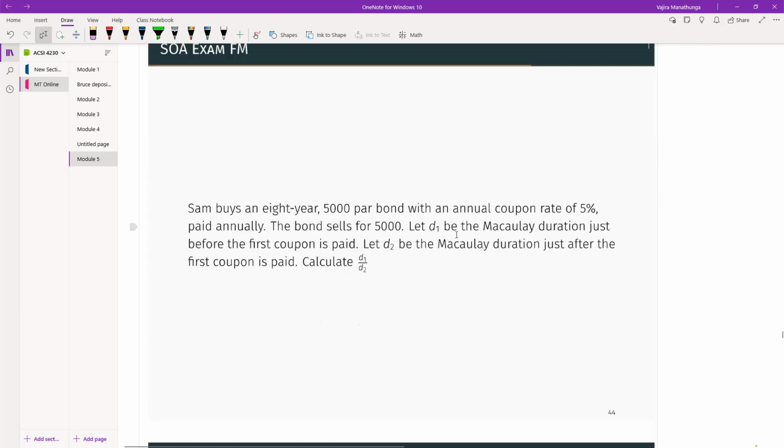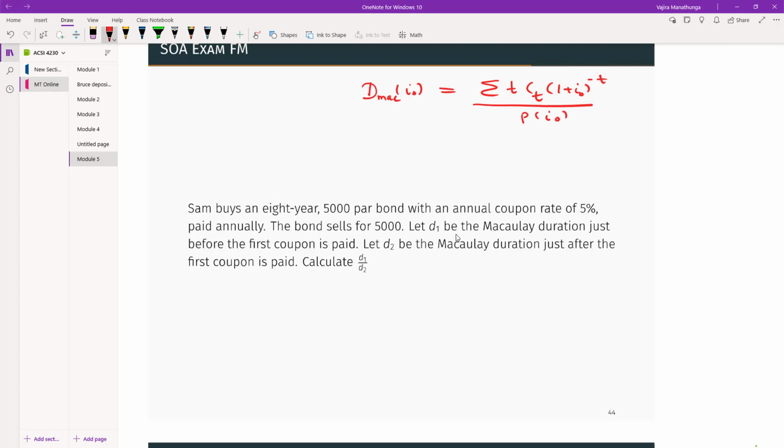In here it says Sam buys an 8-year 5,000 par bond with an annual coupon rate of 5%, paid annually. The bond sells for 5,000. Let D1 be the macaulay duration just before the first coupon. Let D2 be the macaulay duration just after the first coupon. Calculate D1 over D2. So for the macaulay duration, let's write down the formula: sigma of t times C_t times (1 plus i naught) to the negative t, over the price. If I use i naught, it's i naught.